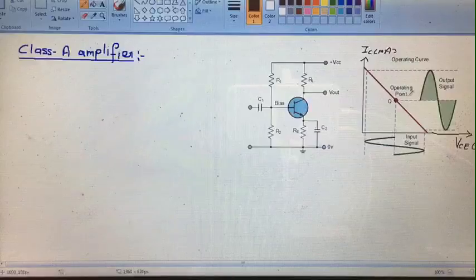Now, the response output signal will be in complete form. This is its cutoff region, and the input signal provided to the transistor is in its complete form. If we compare the magnitude of input and output variations, there is not much difference in the amplitude of the input signal and the output signal. So, the efficiency of this kind of amplifier is much less.